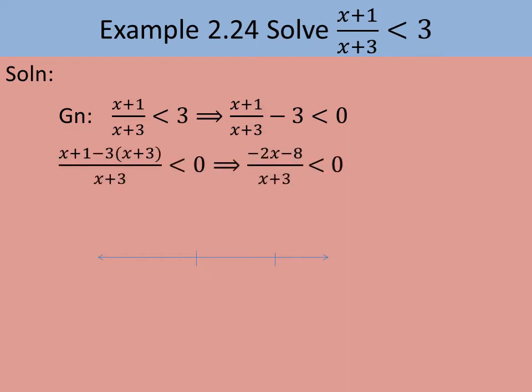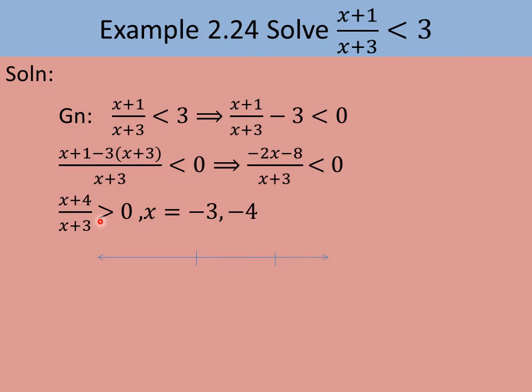Now you can take the LCM. So it is (x plus 1 minus 3 into (x plus 3)) by (x plus 3). Now you can simplify the numerator. x minus 3x is minus 2x. Then 1 minus 9 is minus 8, divided by (x plus 3) is less than 0. Now you can divide by minus 2. When you divide by minus 2, you will get (x plus 4) by (x plus 3). The inequality will change: less than will become greater than 0.